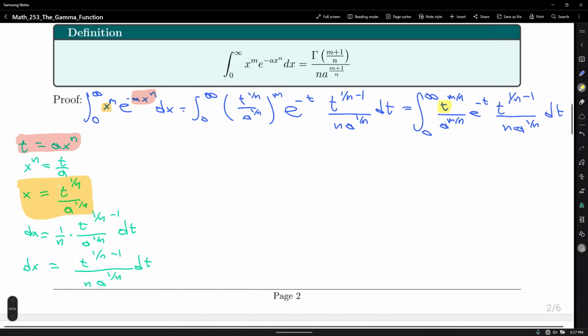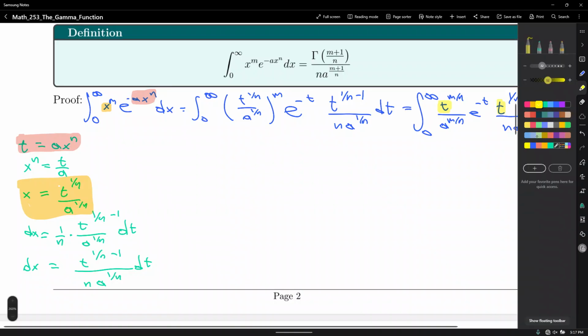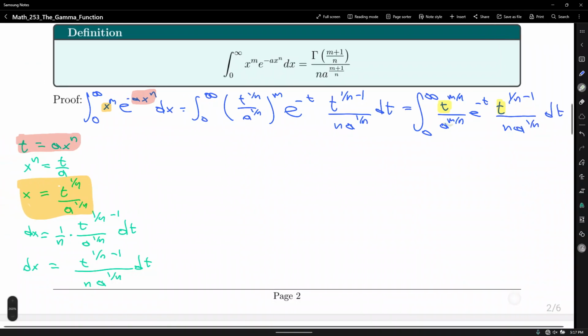So check this out. Let me change colors to highlight. T's with T's on the one hand, and on the other hand, A's with A's. Let me talk about the A's first. Do you agree that a in this case is constant, and that we have the same base, a? What do we do with the powers m over n and 1 over n? Do we add them together? So this will be equal to 1 over n, where the n can go outside, a to the m over n plus 1 over n.